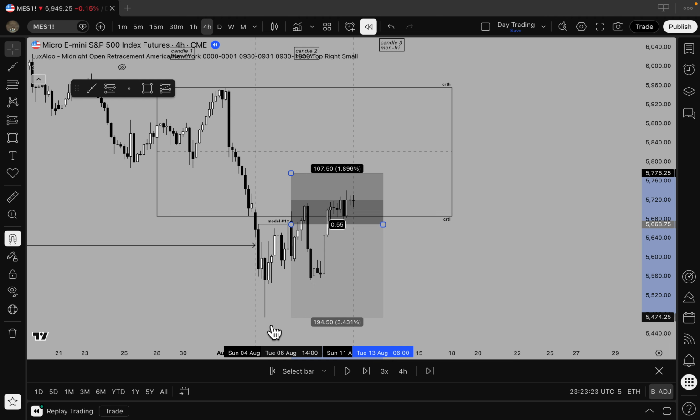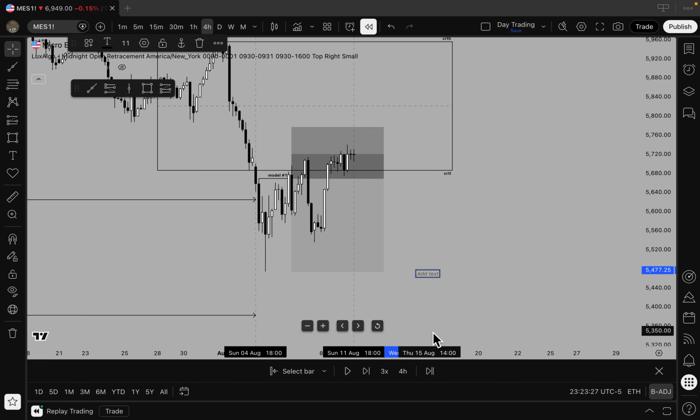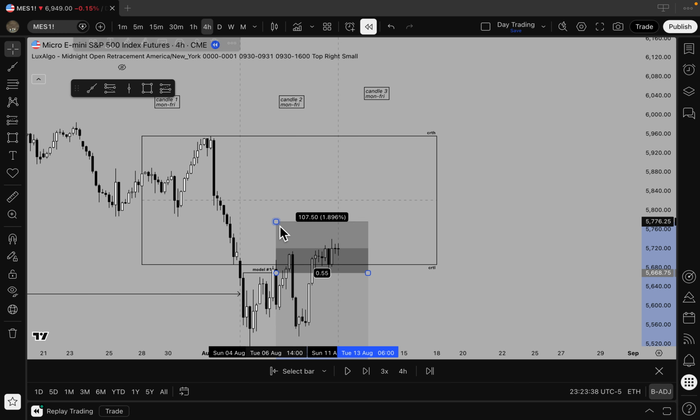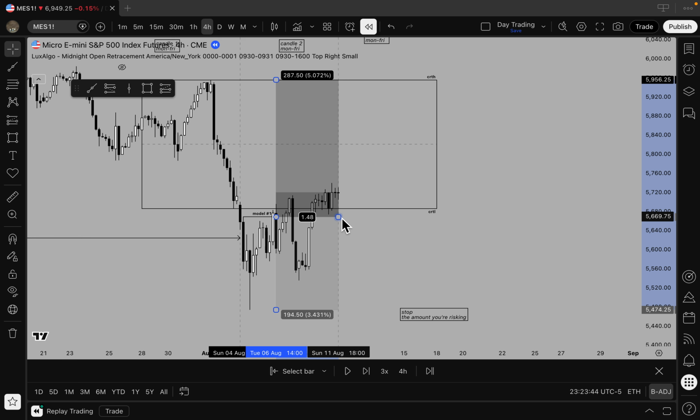So if this is your stop loss, which means, let me just write it here. Stop loss, the amount you're risking. And then your take profit is your profit. So I'm going to keep that there. That's what the second candle trade will look like.